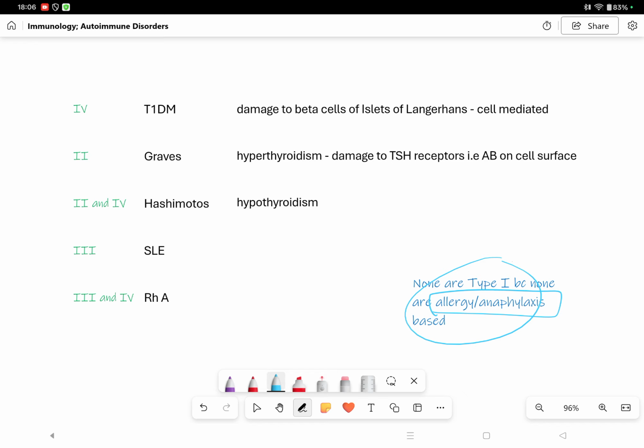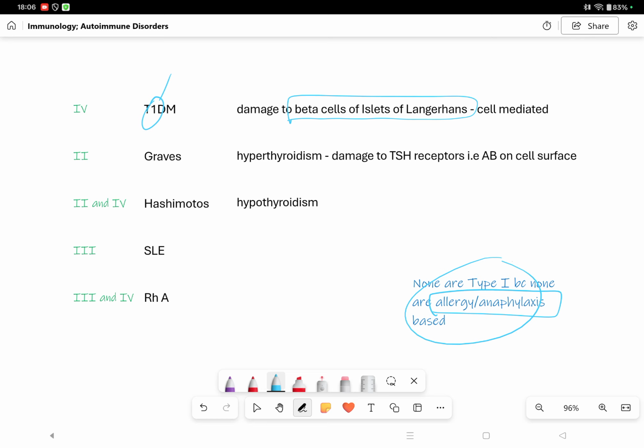So let's start with the first in line, type 1 diabetes mellitus. That's the first in line. I've chosen that because it works for me. Now, type 1 diabetes mellitus essentially is damage to the beta cells of the islets of Langerhans, rendering them incapable of producing insulin, which will in turn lower blood glucose levels.